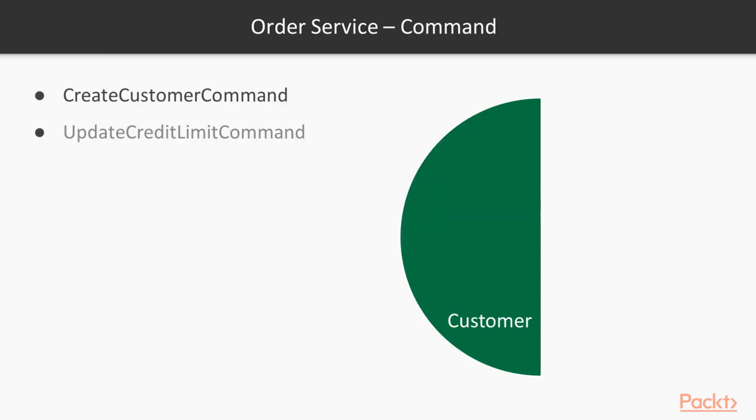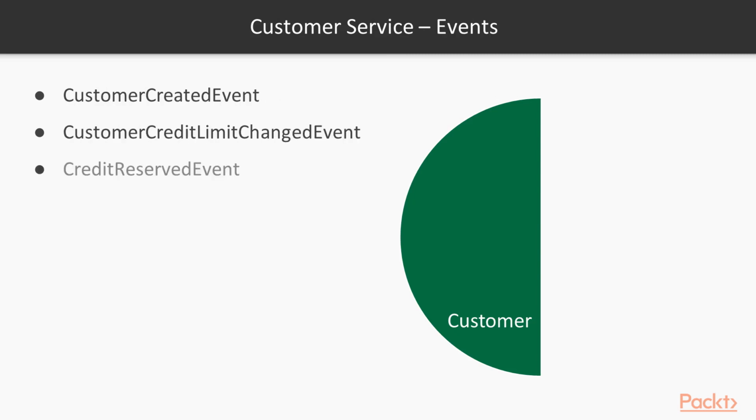The customer service will handle create customer and an update command to make changes to the available credit limit for that customer. On successful processing of these commands, the customer service publishes the customer created and credit limit changed events. The customer service is also interested in the order created event from the order service so that it can do a credit check on the customer and respond to the order service.